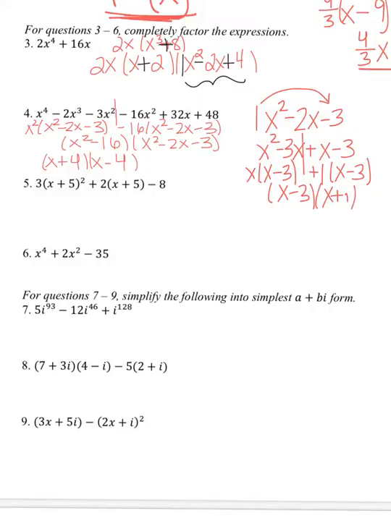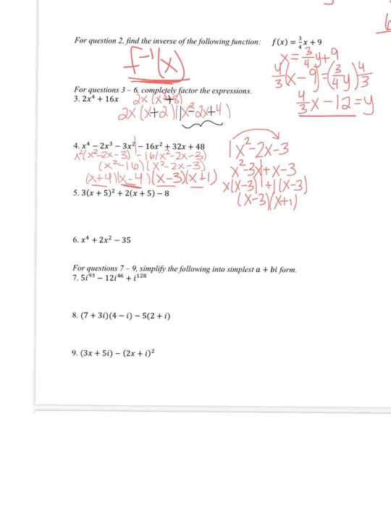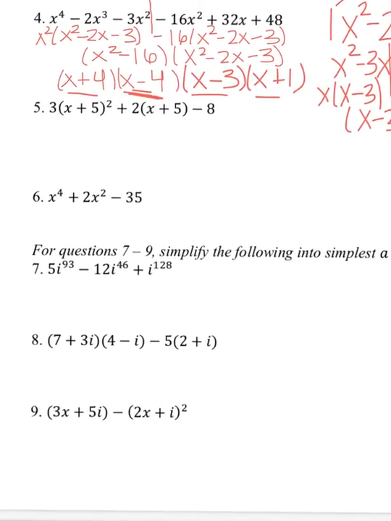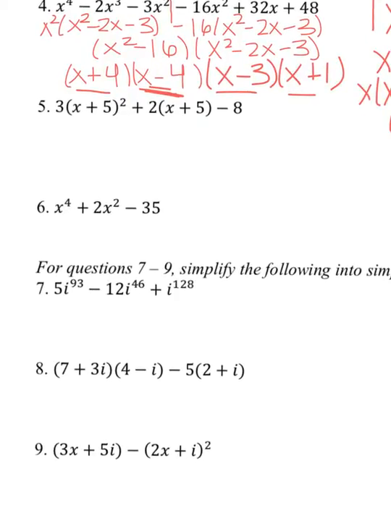So I just have to write that back over here. X minus 3 times x plus 1. And now that is completely factored. Again, anything that you see in your final sets of parentheses, there's nothing else that you can do. You cannot do the difference of two squares on x minus 4 because x is not a perfect square. If it were x squared minus 4, you could.